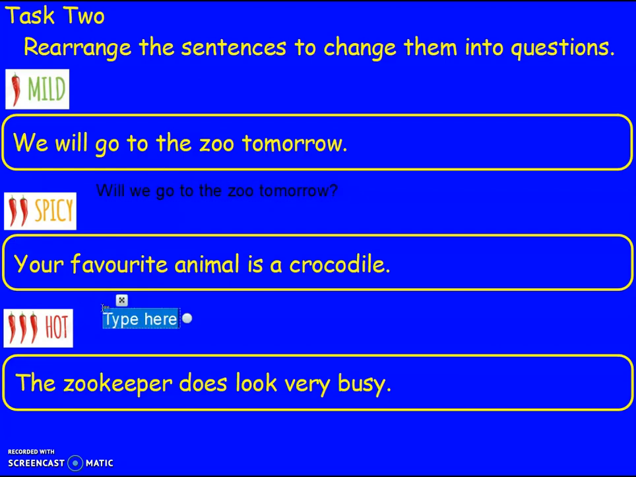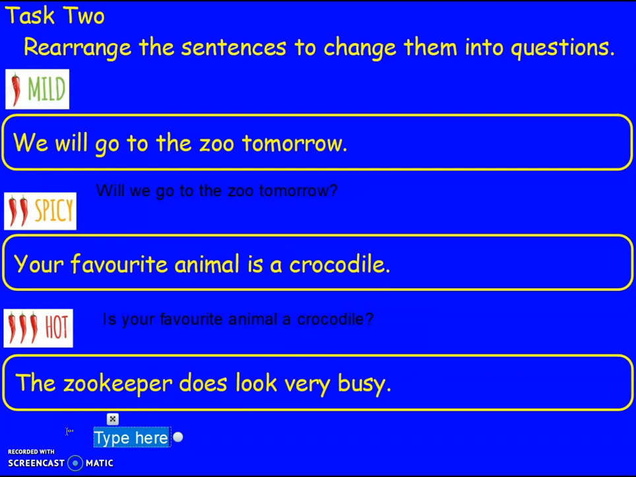Spicy, we can change that sentence into a question. Is your favourite animal a crocodile? With a question mark at the end. So we've used all the words there. Is your favourite animal a crocodile? But we've got a question mark on the end.